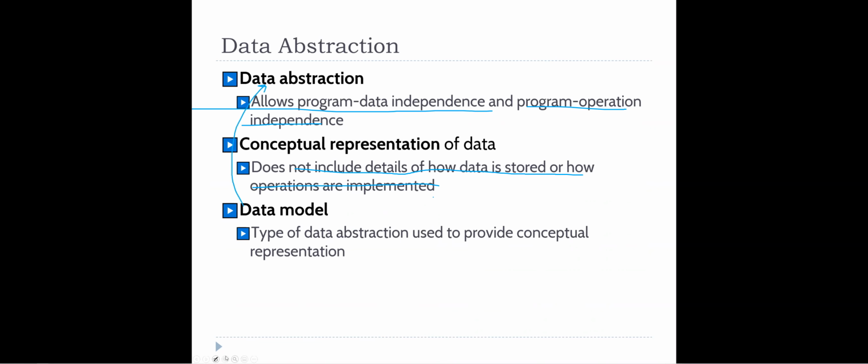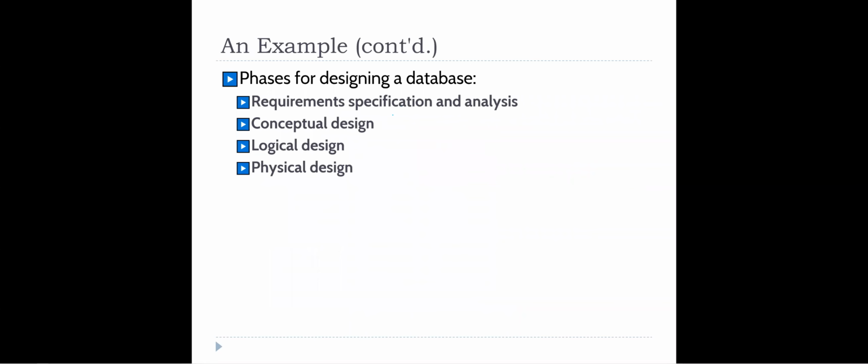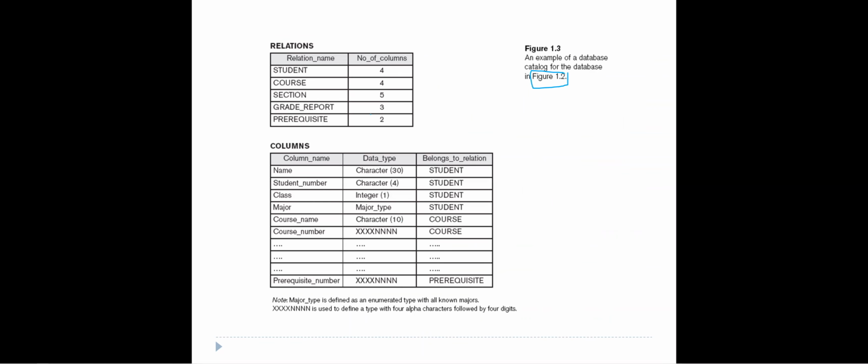Here is metadata. We were talking about metadata a couple of times. Here's a figure showing the metadata of figure 1.2, which is this one here. We can see the relations. How many columns do we have? We have 5 tables. For example, the student table has 4 columns, course has 4, section 5, and so on.